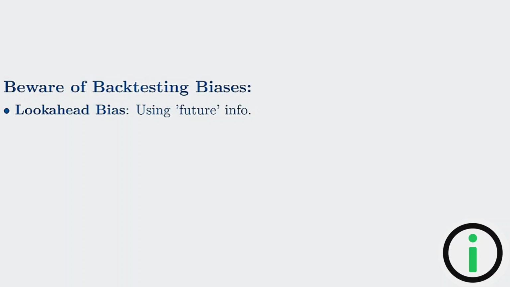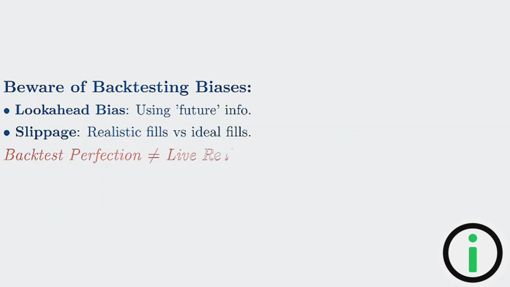Be aware of common biases. Look-ahead bias involves using information from the future to enter a trade. And slippage, which is forgetting that in real life you might not get filled at the exact price you want. In a backtest, everything is perfect. In reality, fees, commissions, and slippage will eat into your profits. If your backtest shows a tiny profit, the strategy will likely lose money in the real world.